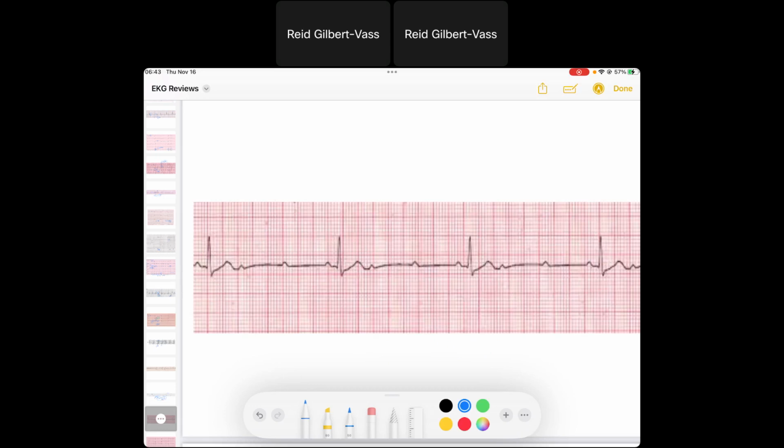Okay, so here we have another bradycardic rhythm. We've got P waves that are marching through, and these P waves are not conducting to QRSs every time. So we know there's some type of AV block. And I would say that each of these P waves is conducting to a QRS.